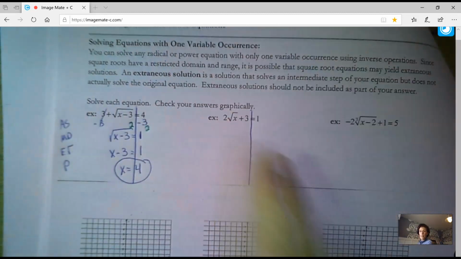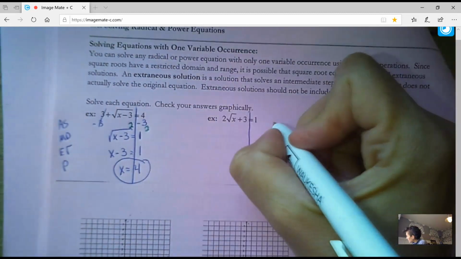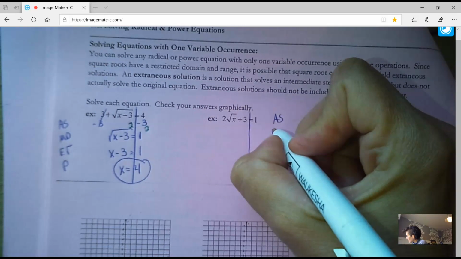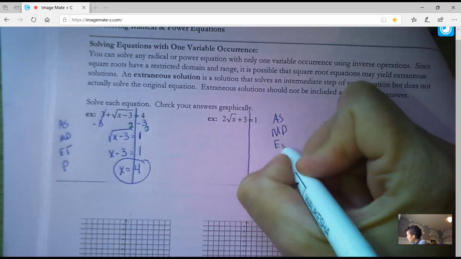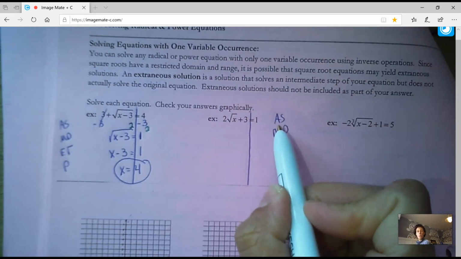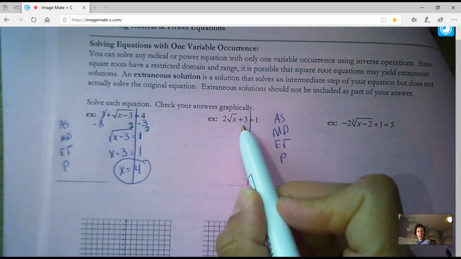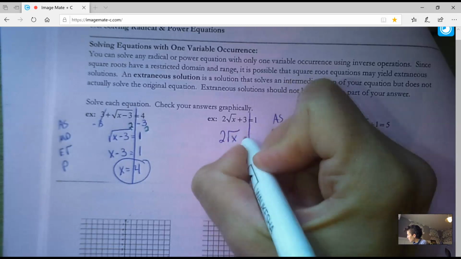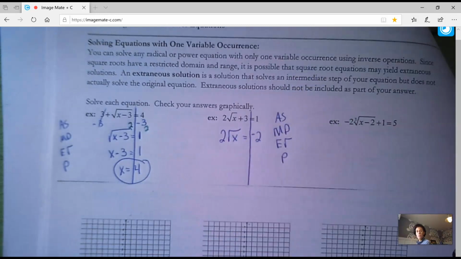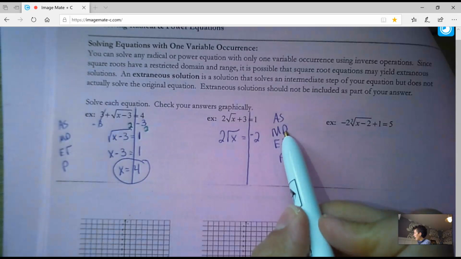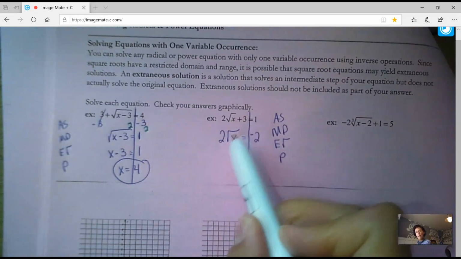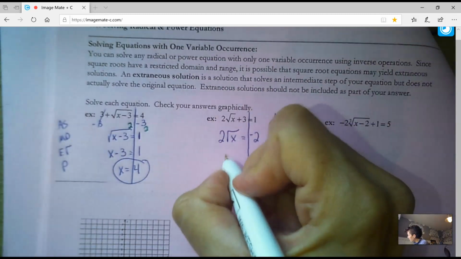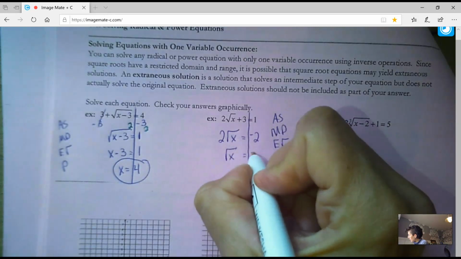On the second one, same thing. I'm going to write my steps of getting x alone. The first thing I want to move is the addition subtraction. So I'm going to subtract the 3 over. Here, I'm not going to show those little steps anymore. That gives me negative 2. Then I'll move the multiplying and dividing. This is 2 times the square root of x, so I'll move this 2 by dividing. And that leaves me with the negative 1.